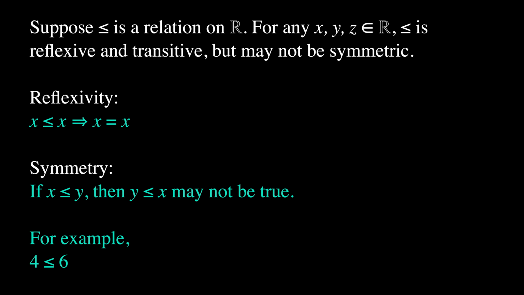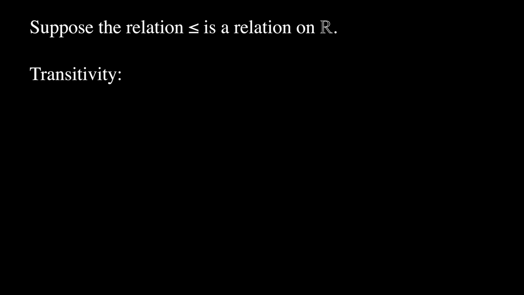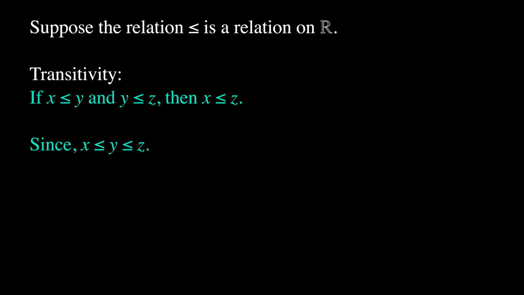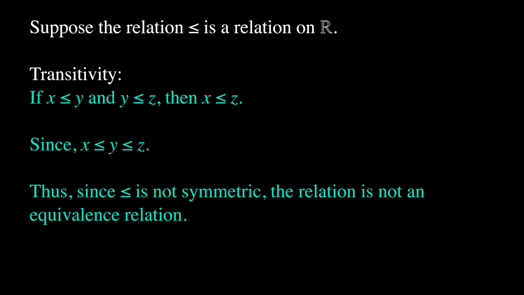For example, 4 is less than or equal to 6, but 6 is not less than or equal to 4. For transitivity, if x is less than or equal to y, and y is less than or equal to z, then it is indeed true that x is less than or equal to z, since x is less than or equal to y, which is less than or equal to z. Thus, since the relation less than or equal to is not symmetric, it is therefore not an equivalence relation.